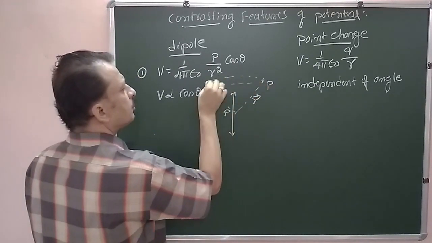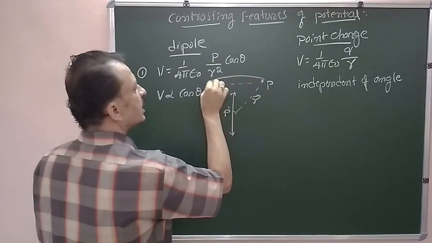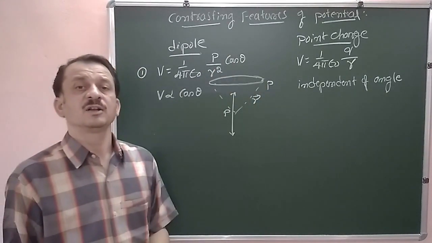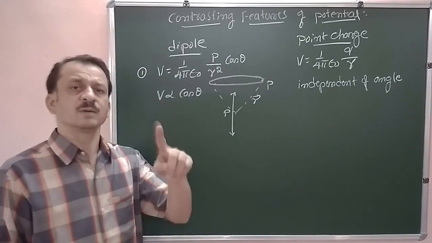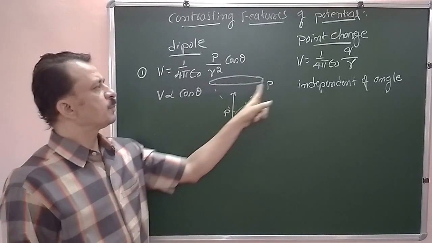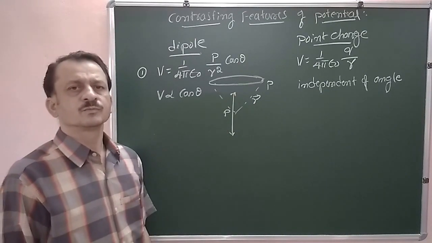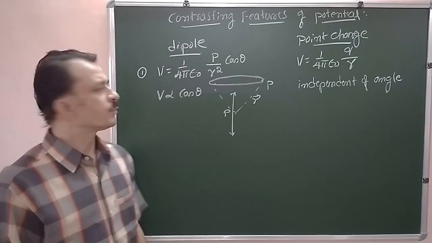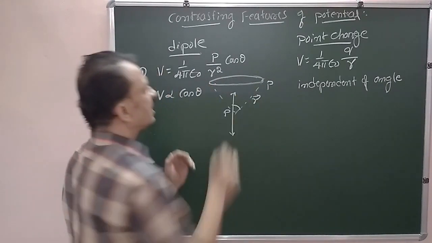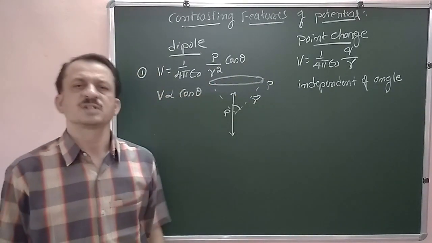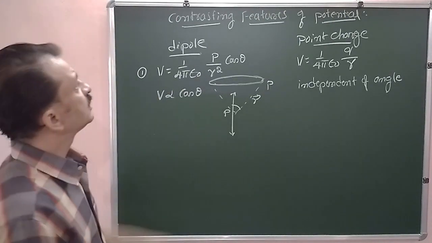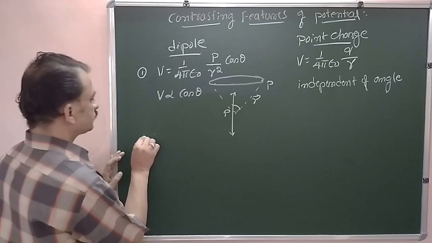Now at all the points on this cone, if I calculate the potential due to a dipole, it becomes the same. At all points in this circular part of this cone, the potential remains the same. But if I change the angle, that is the orientation, then the potential also varies. This is the first contrasting feature.